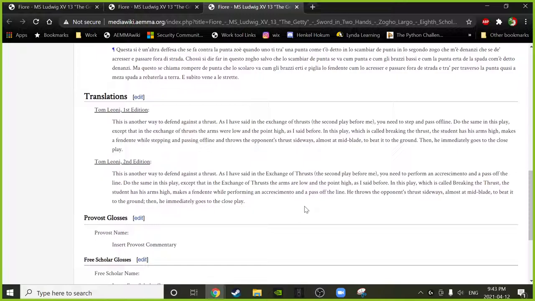All right. Thank you. This is another way to defend against the thrust. As I have said in the exchange of thrust, the second play before me, we need to perform an accrescimento and a pass off the line. Do the same in this play, except that in the exchange of thrust, the arms are low and the point high. As I said before, in this play, which is called breaking the thrust, the student has his arms high, makes a fidente while performing an accrescimento and a pass off the line. He throws the opponent's thrust sideways, almost at mid-blade, to beat it to the ground. Then he immediately goes to the close play.